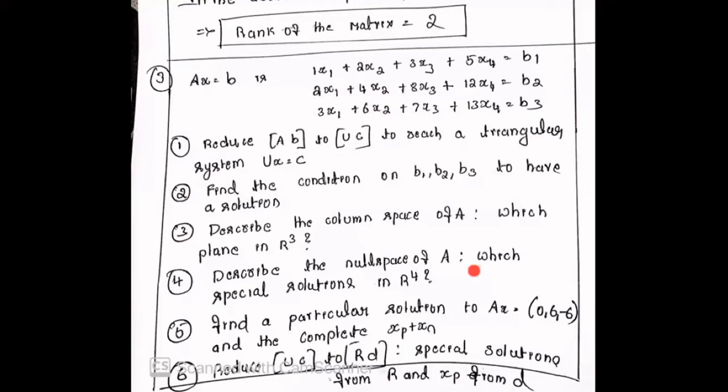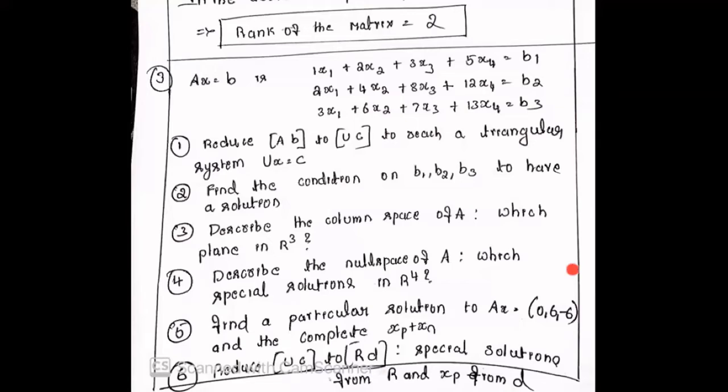Special solutions in R4. You have to find out the null space. I have given one statement about the number of equations and number of unknowns with respect to the null space, and you can observe that in this question. So you have to calculate the column space, another one is the null space, and the fifth question is to find the particular solution to Ax equals 0, 6, minus 6.